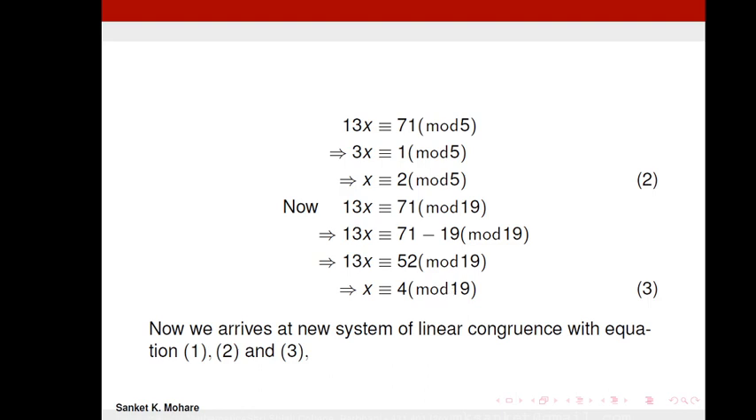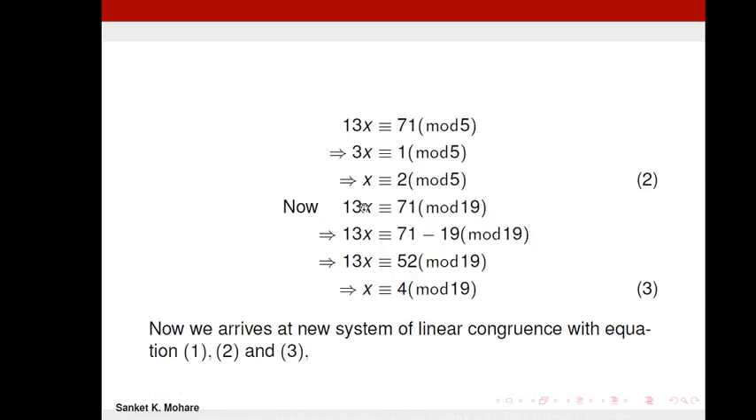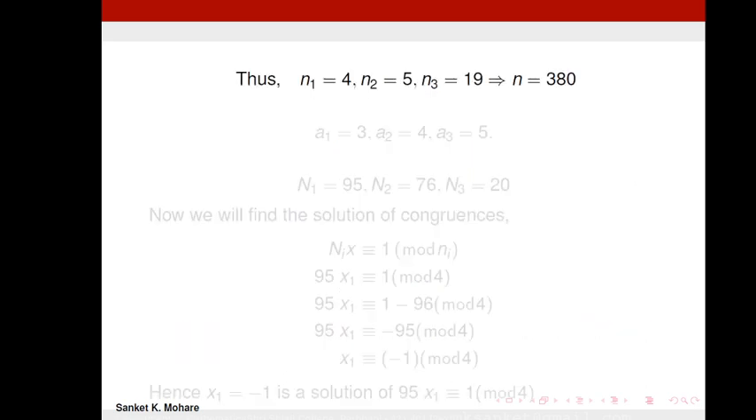So here we reduce all these 3 congruences. The first congruence reduces to x is congruent to 3 modulo 4, the second one is x is congruent to 2 modulo 5, and the last one is x is congruent to 4 modulo 19. So now we arrive at a new system of linear congruences with equations 1, 2 and 3. Now comparing this system with the standard system in the statement of the Chinese remainder theorem.